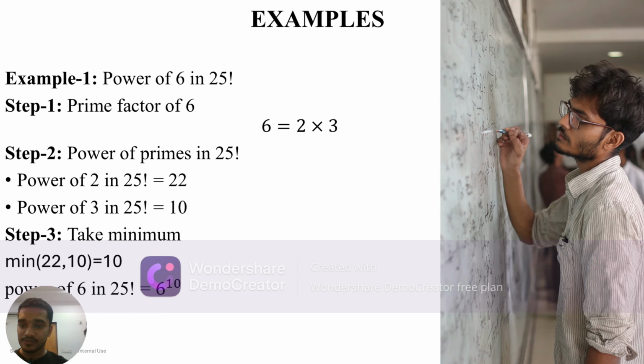Similarly, the power of 3 in 25 factorial is 10. Take the minimum of 22 and 10. The minimum of 22 and 10 is equal to 10. So the power of 6 in 25 factorial is 6 to the power 10. We can write it like that: 6 to the power 10.